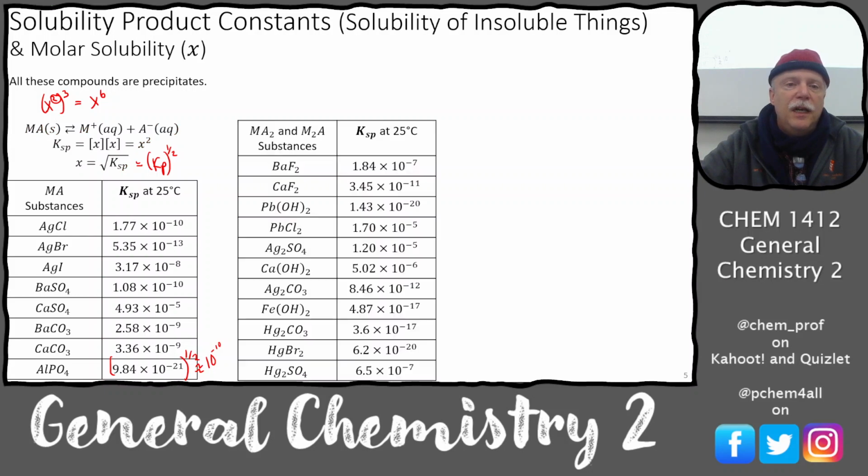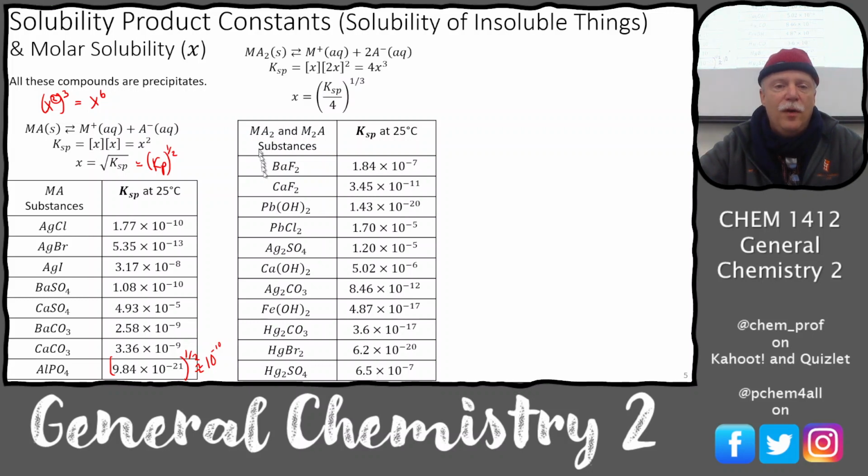Okay, so let's look at the next one. MA2 or M2A substances. Now, what do I mean by that? Well, look at these substances. See here, silver sulfate, that's an M2A. 2 cations and an anion, because they're singly charged, and the anion's double negative, so it's 2 minus. Here's an MA2, calcium hydroxide 2, so a metal and 2 anions.